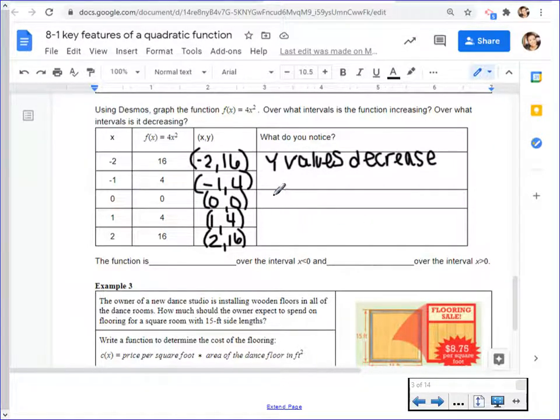Okay, 0, 0, we call this the vertex or the turning point, because that's where it stops decreasing and it starts increasing. So that's why they call it the turning point. It's no longer decreasing. After the vertex, the y values are increasing.